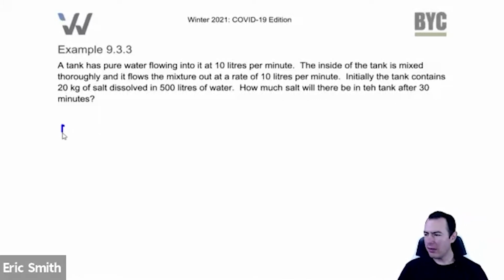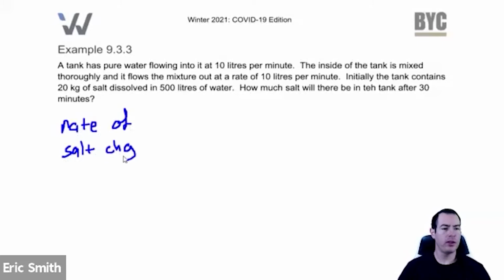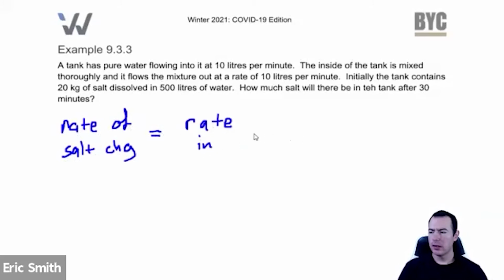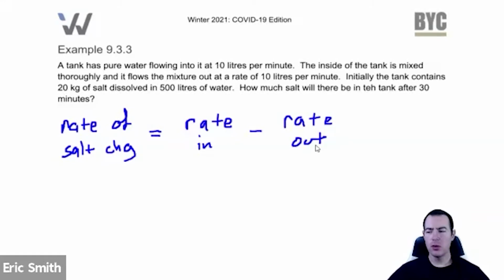So I'm going to write that it's the rate of salt change. And of course, that's going to be my derivative, how that salt is changing. Now, how that salt really changes is a combination of two things. It's going to come from new salt coming in, so the rate in, subtract the salt that's actually leaving the tank, so the rate out. If I can figure out those two things, then I'll have a much better handle on my overall salt rate of change.